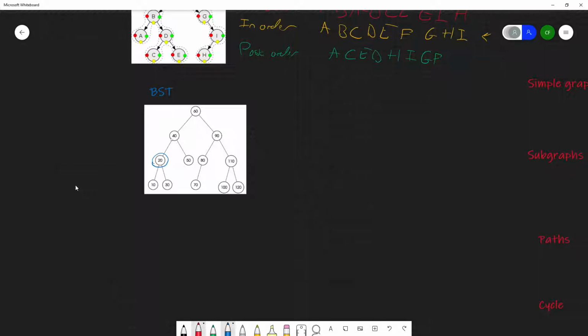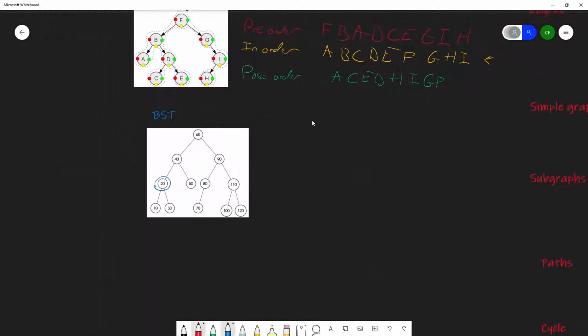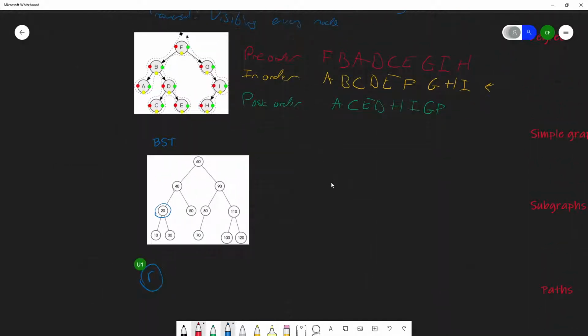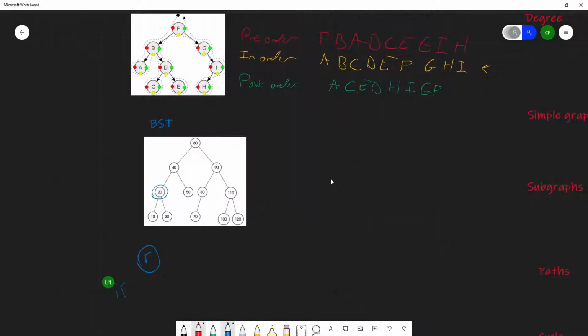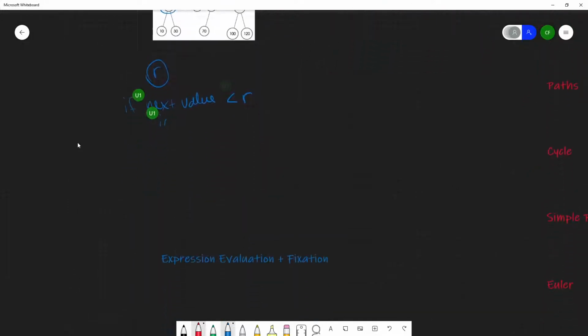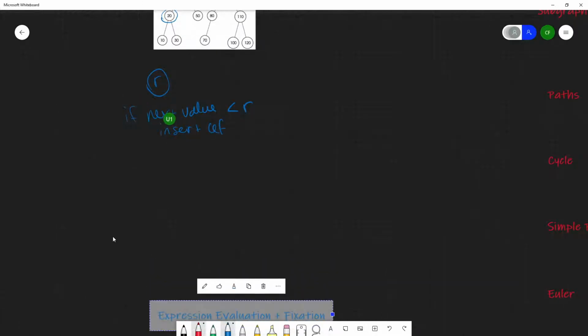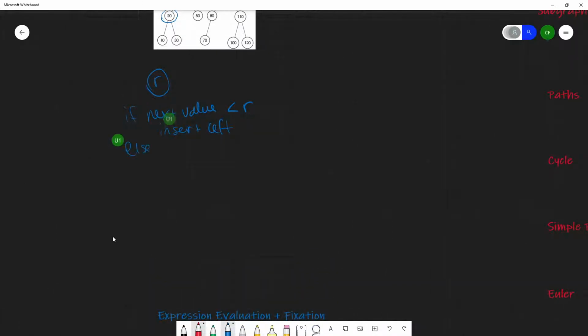This doesn't have to just be used for numbers, we can use this for letters as well. So say we have a root R. If the next value is less than R, insert left, else if the next value is greater than R, insert right. And this makes it really easy to basically traverse it.